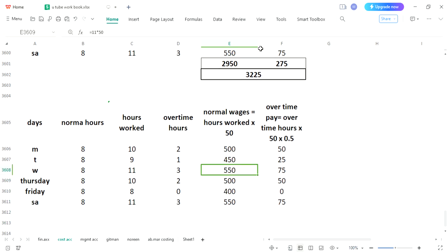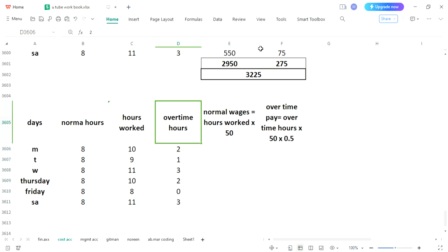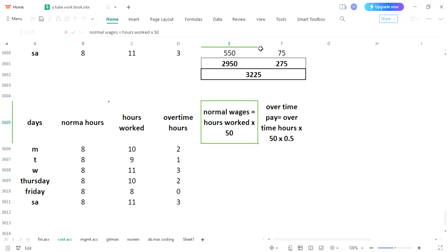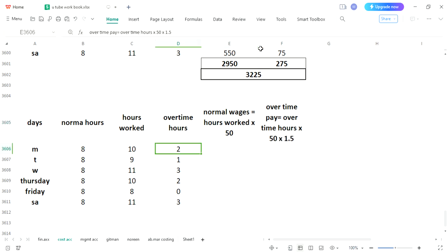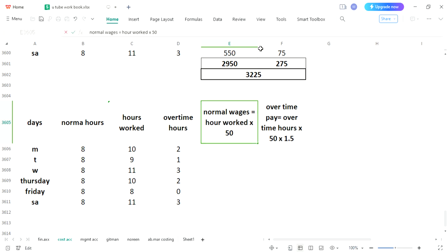In the second portion, how will you calculate the normal wages? You will change it over here, since in the question it was said time and a half. Okay, please understand, time and a half. For overtime, time means 1, half means 0.5, so you will multiply it with 1.5. And for normal wages, instead of hours worked, you will use normal hours. Normal hours worked multiplied by 50.